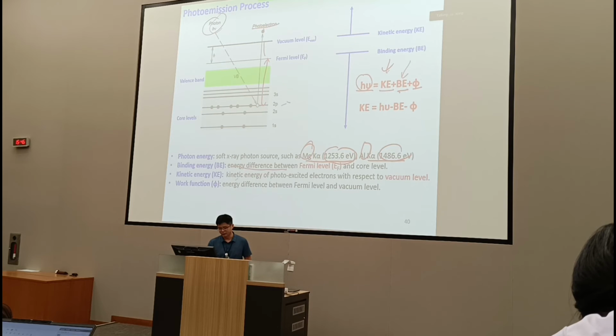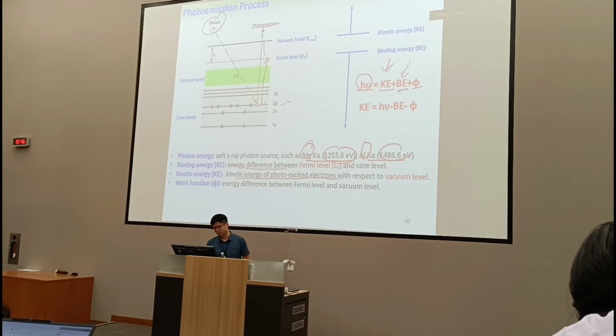Then the kinetic energy here of photon excited electrons. The definition of kinetic energy is with respect to the vacuum level. So for the difference between them, you have to add the work function here, right? So the kinetic energy of photoelectrons, you can derive this equation, that equals the photon energy minus the binding energy minus the work function, right? Any question?